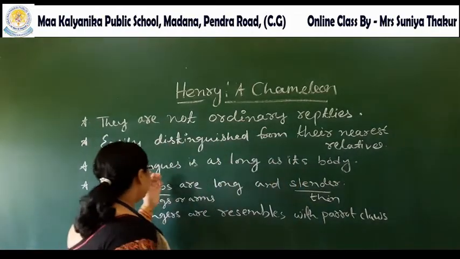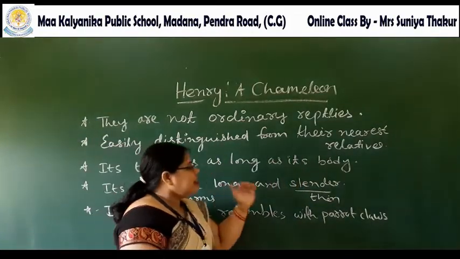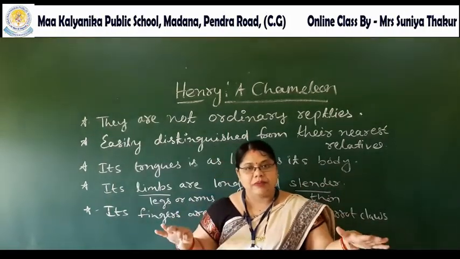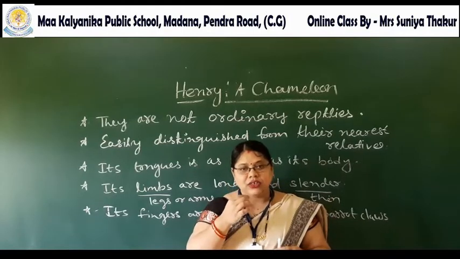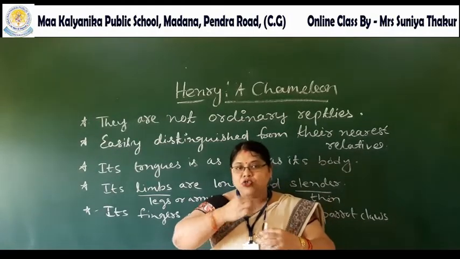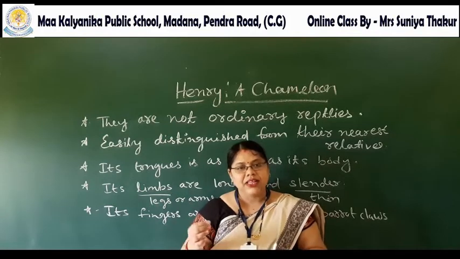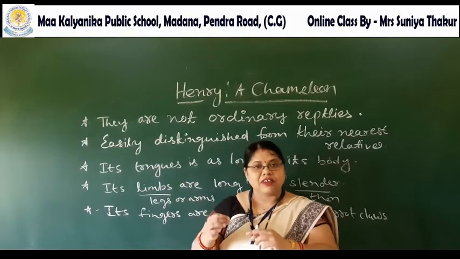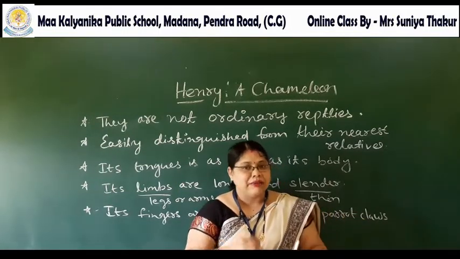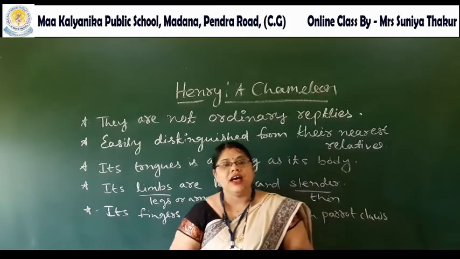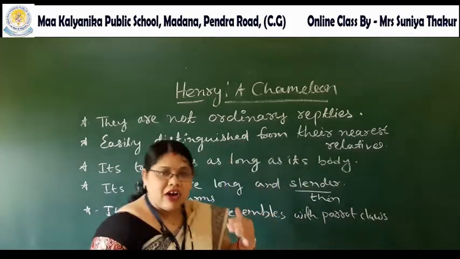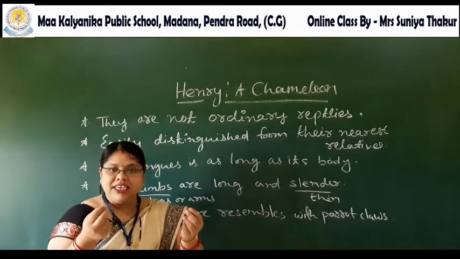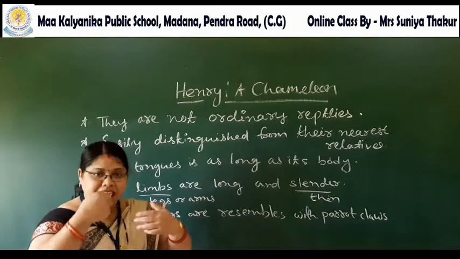Third feature is its tongue is as long as its body. It can take out its tongue, which is much longer. Because of that, what does it eat? Insects and all. So it is possible for a chameleon to eat insects with its tongue. The insect is fixed to the tongue, and the chameleon can easily take it in.